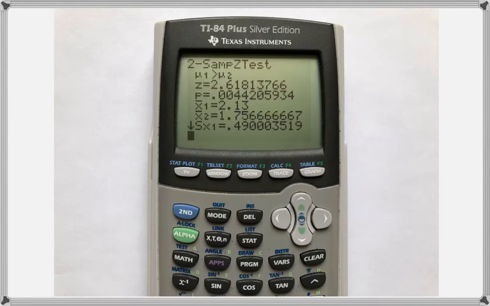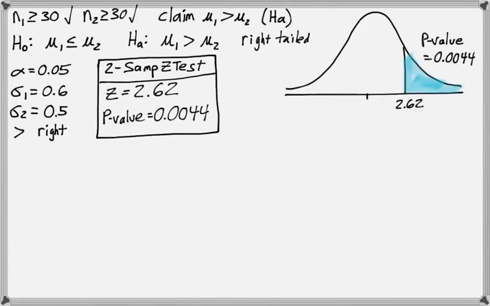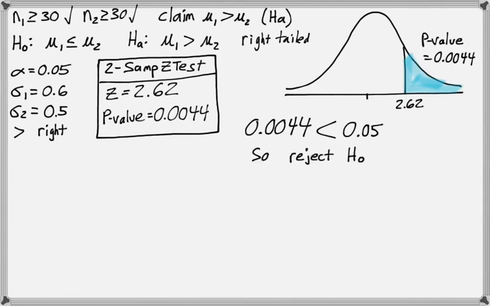So z is equal to 2.62, and the p-value is 0.0044. So the picture looks like this, and 0.0044 is less than 0.05. So because the p-value is less than alpha, we reject the null hypothesis.